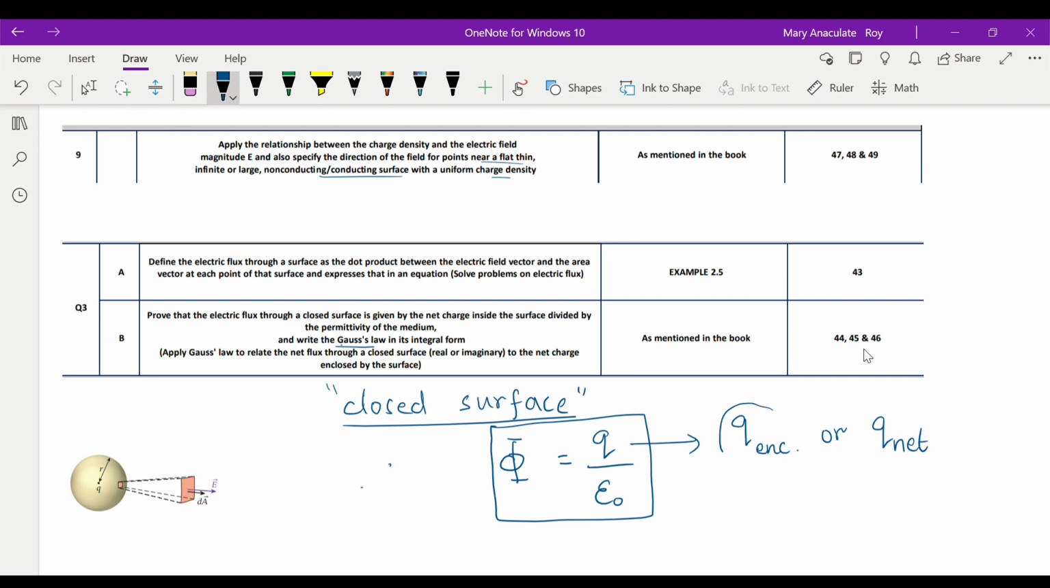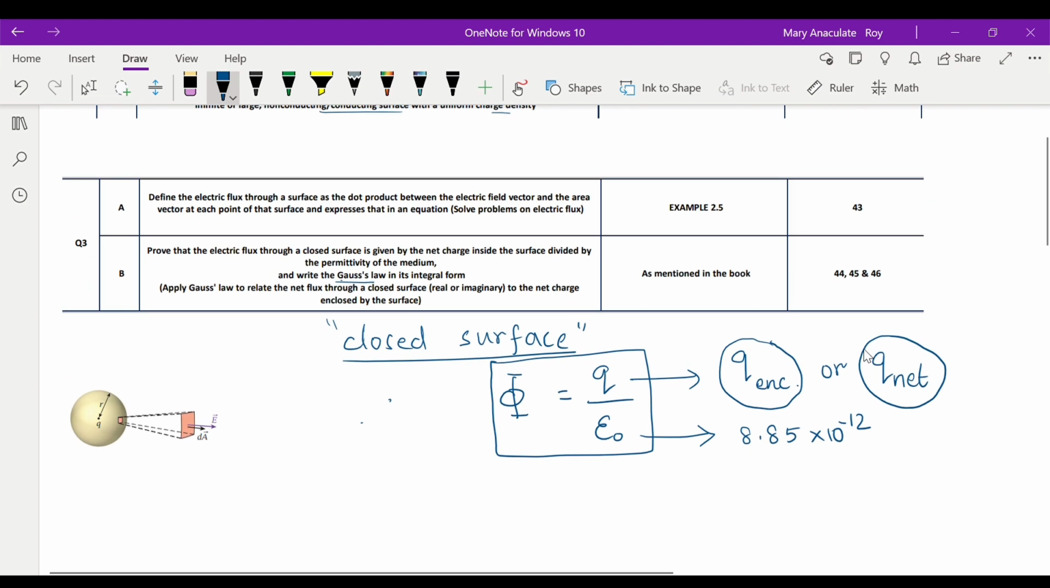You find the total net charge inside the closed surface and apply it in the formula. And the value for epsilon naught again will be given in your formula sheet, which is 8.85 times 10 to the power of negative 12, which is a constant. So that is about Gauss's law.